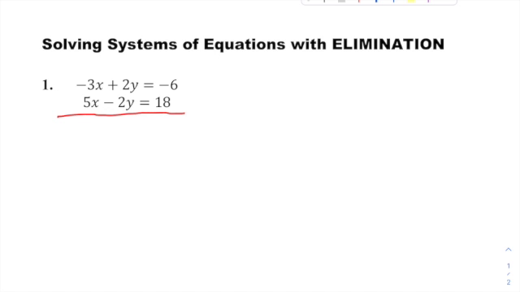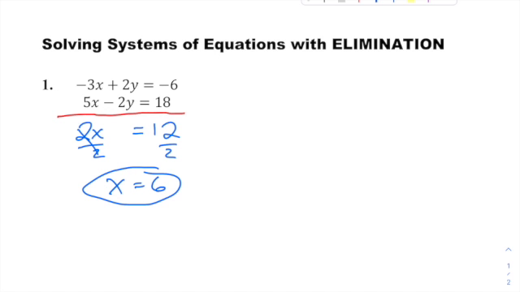When I do this, negative 3x plus 5x gives me 2x. 2y minus 2y cancels each other out, leaving you with 0y, equals negative 6 plus 18 on the other side, which gives you 12. And here's your new equation, 2x equals 12. That's a pretty simple equation to solve. Divide by 2, and you get x equals 6.